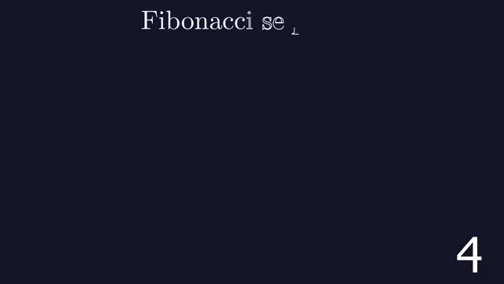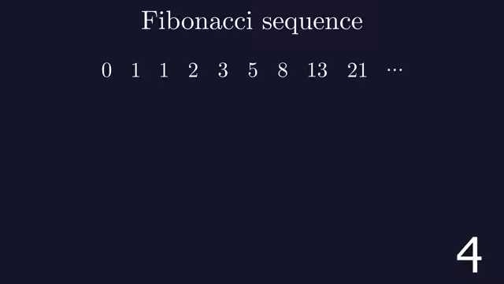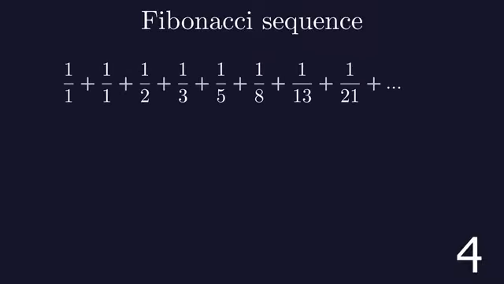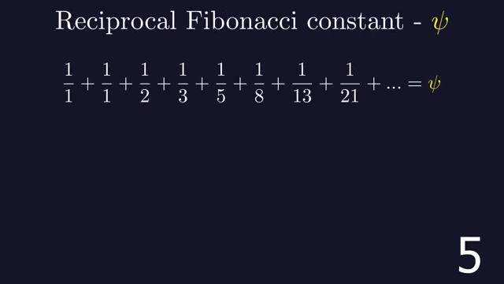The Fibonacci sequence starts with 0 and 1, and each subsequent term is the sum of the two previous terms. If we take the reciprocal of all these terms and sum them, this series converges to a value called the reciprocal Fibonacci constant, which is approximately 3.35.